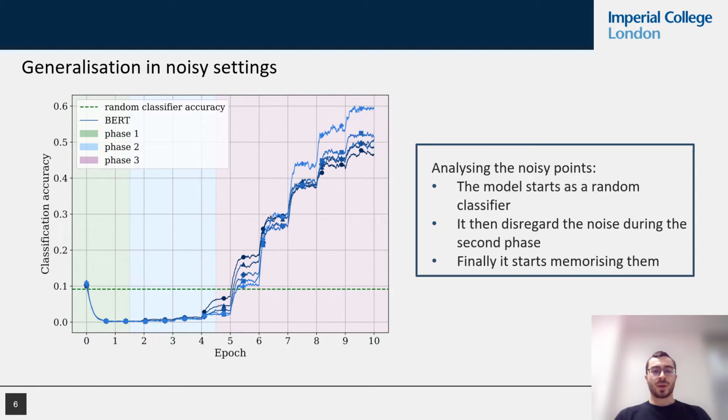The observations we just made are also confirmed by this plot, where you can see the training performance on the noisy examples only. Here we can see how the model starts as a random classifier for the noisy points, and then quickly learns how to ignore them by intentionally misclassifying them. In the third phase of the training, BERT starts to memorize them, which is shown very clearly by this step-like pattern that we can observe. This shows that the model cannot find any pattern that describes all the noise, and is simply forced to memorize the points epoch after epoch.